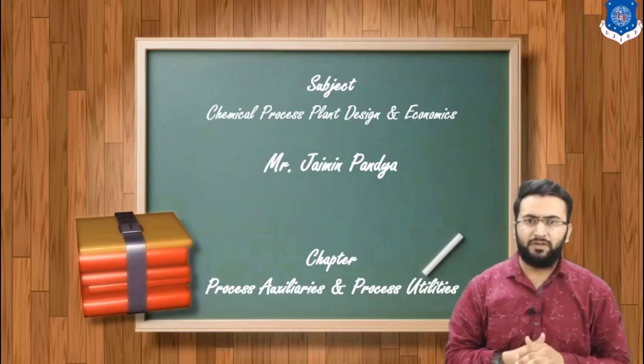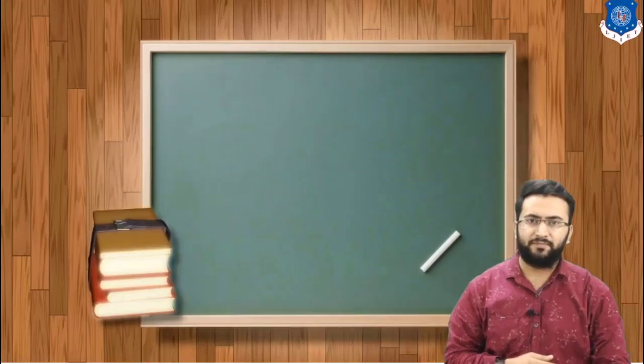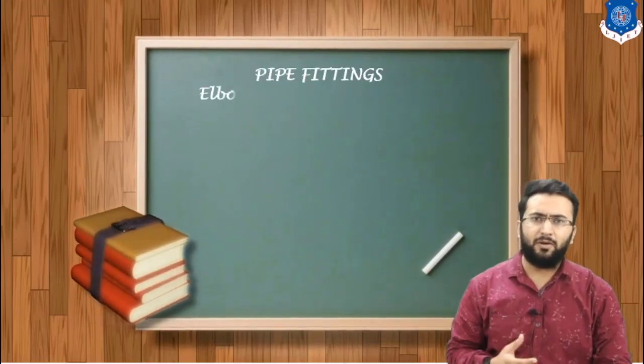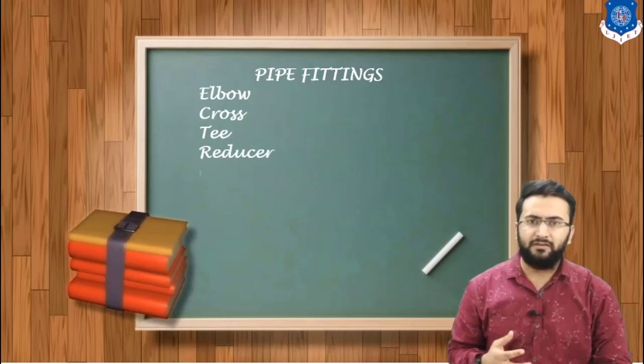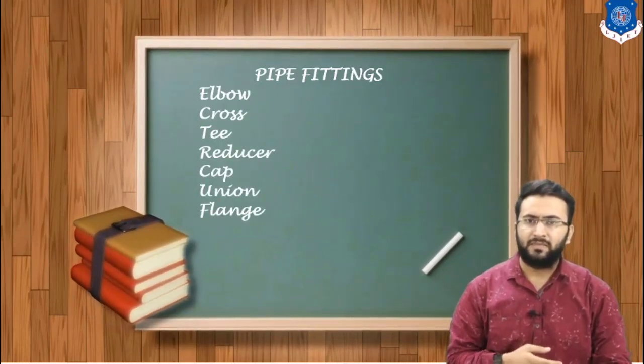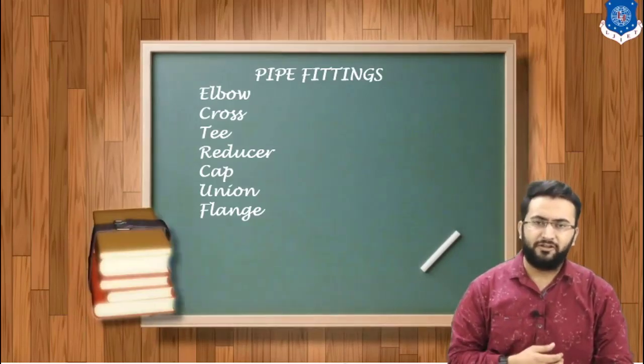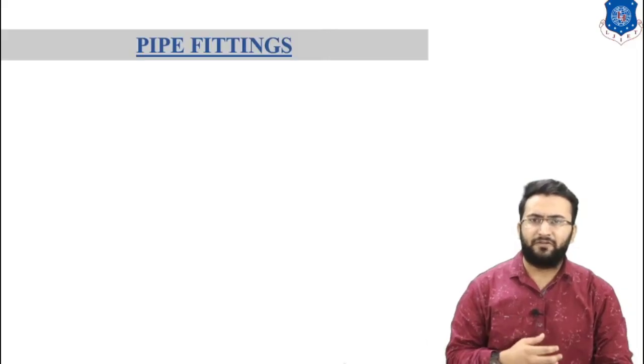So let's continue with the chapter process auxiliary and process utilities. In this lecture, we'll talk about the various types of pipe fitting such as elbow, cross, T, reducer, cap, union and flange. So let's talk about the pipe fitting.